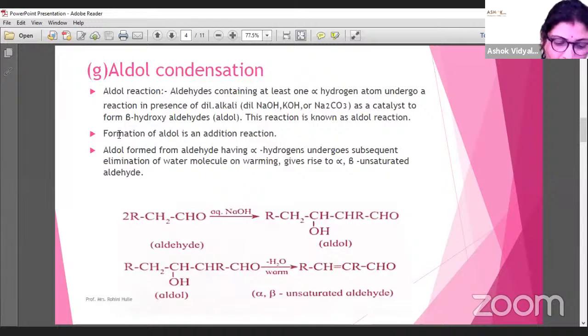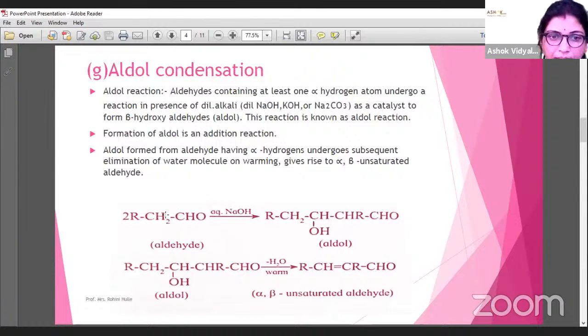Aldol condensation. This reaction is very important for your examination. Okay, now the aldol reaction. First, what is the aldol reaction? It is the definition of the aldol reaction. Aldehydes containing at least one alpha hydrogen. What is meant by alpha hydrogen? Alpha hydrogen is that which is attached to the carbon atom that is attached to the functional group.